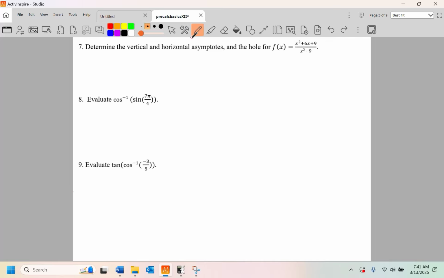Determine the vertical and horizontal asymptotes and the hole for f of x equals x squared plus 6x plus 9 over x squared minus 9, because it does have a hole. The top is a perfect square, which factors as x plus 3 times x plus 3. The bottom is a difference of two squares, which factors as x minus 3 times x plus 3.